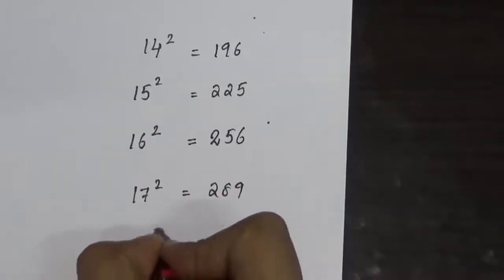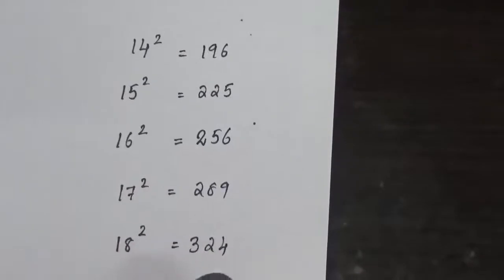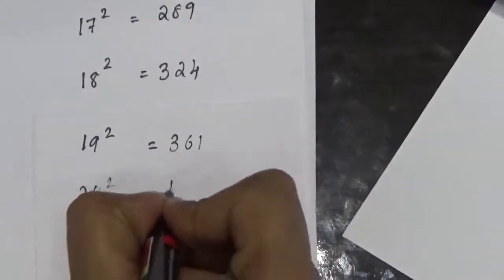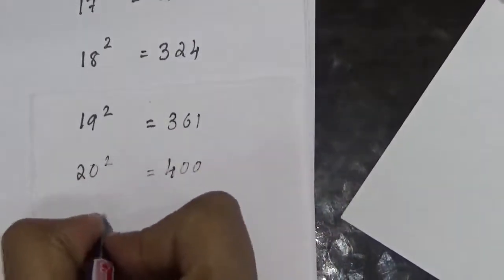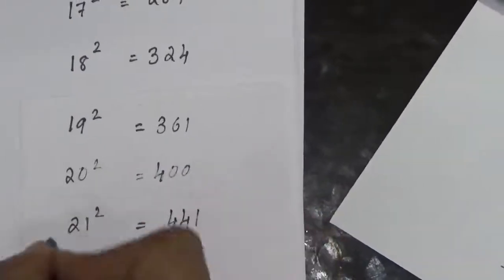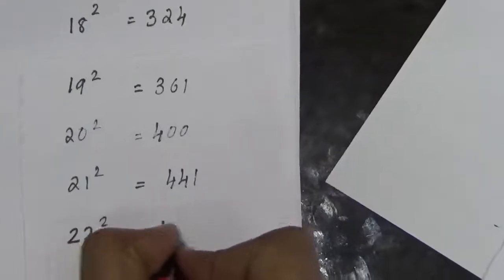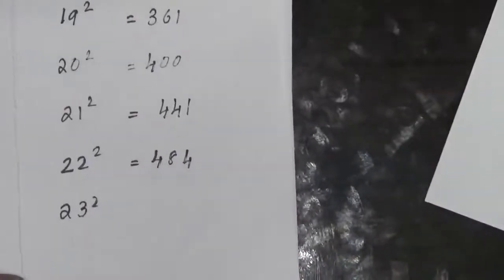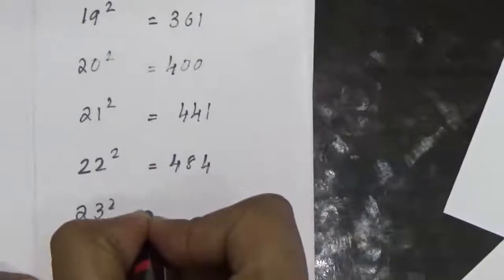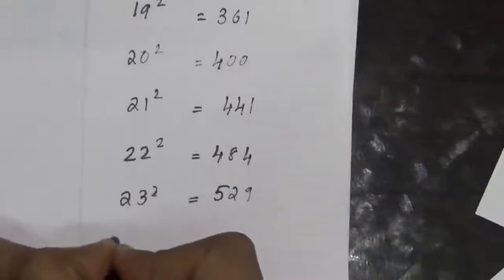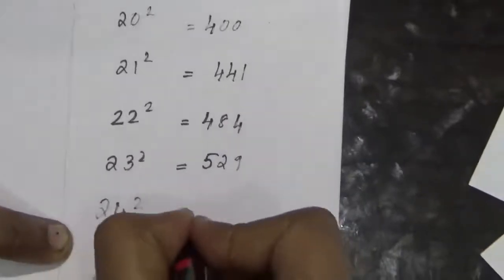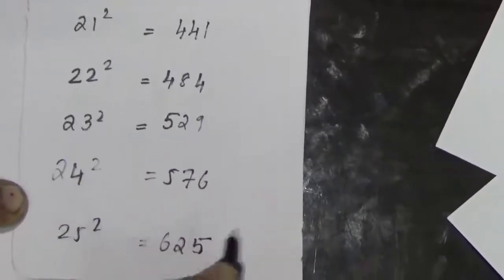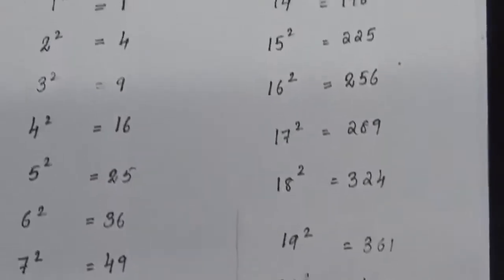289. 18 square, 324. 19 square, it is 361. 20 square, 400. 21 square, 441. 22 square, 484. 23 square, 529. 24 square, that is 576. 25 square, 625. So these are the squares of the numbers up to 25.